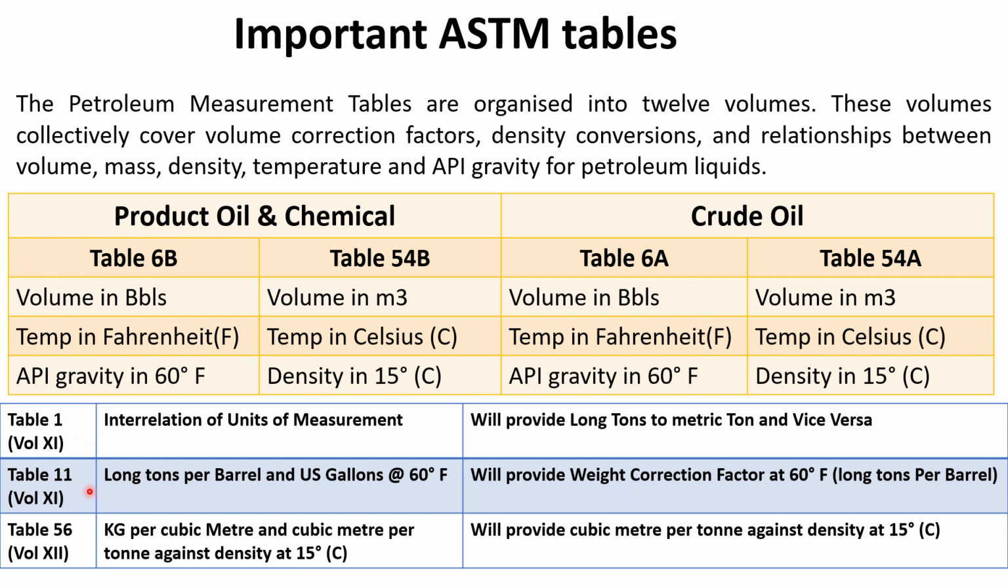This table 11 will give you the long tons per barrel and US gallon at 60 degrees Fahrenheit, right? It will provide the weight correction factor at 60 degrees Fahrenheit. It will tell you long tons per barrel, right? Per barrel, how many long tons there are. And you need to have table 56. It will give you kg per cubic meter and cubic meter per ton against density at 15 degrees Celsius. So these tables are very important if you are serving on either an oil tanker, chemical tanker, or crude oil tanker.